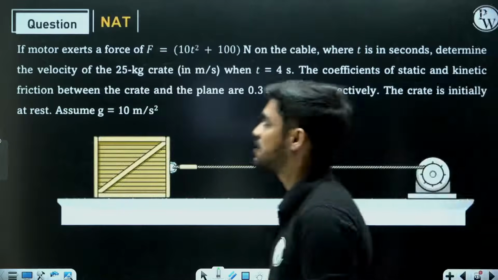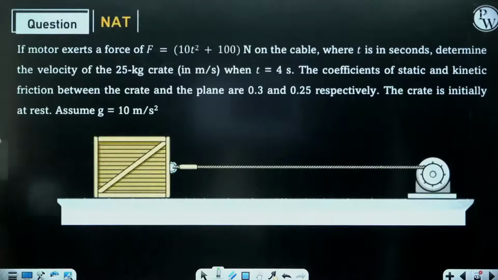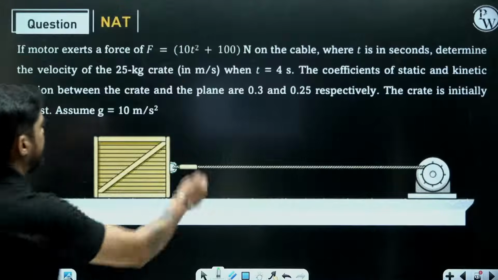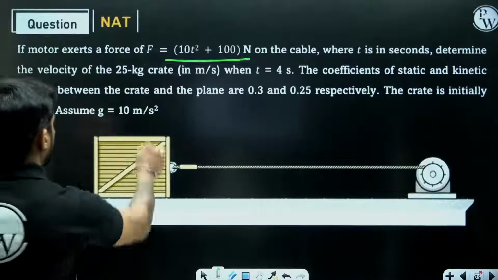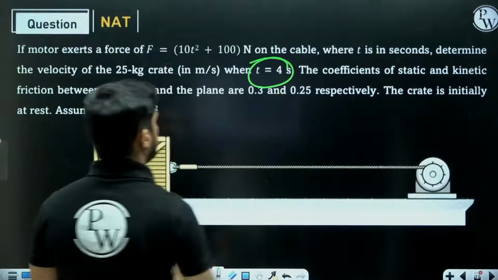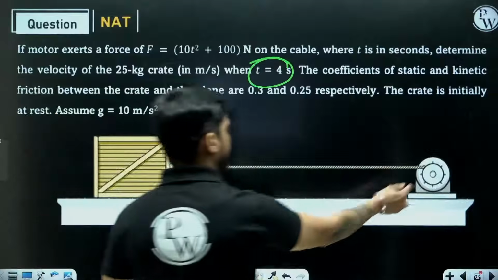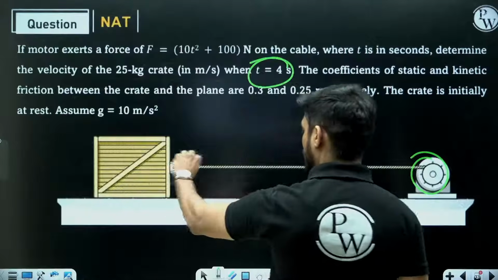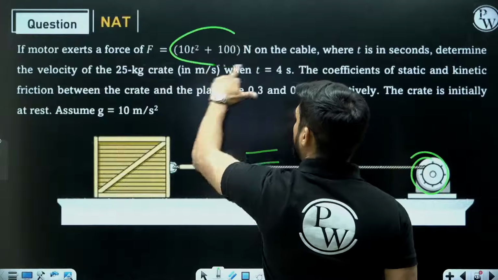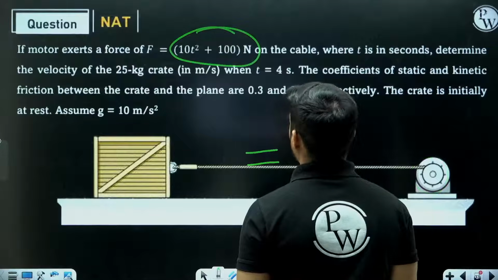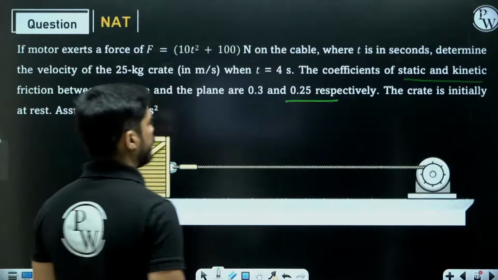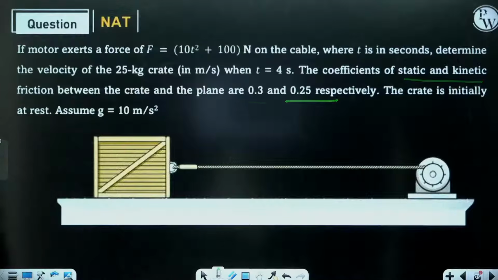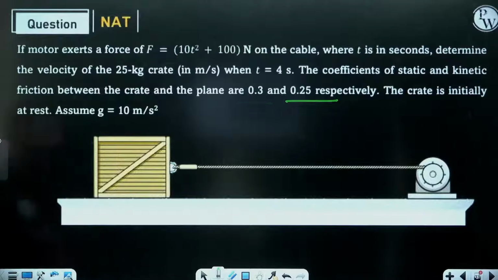Now this next question is very interesting. Understand. If the motor exerts a force of 10t square plus 100 Newton on the cable, determine the velocity of the 25 kg crate when t is 4 seconds. See, this motor is applying some force on this crate, and that force is a function of time, 10t square plus 100. Now, the coefficients of static and kinetic friction are 0.3 and 0.25. The crate is initially at rest. Assume g equal to 10 meter per second square.